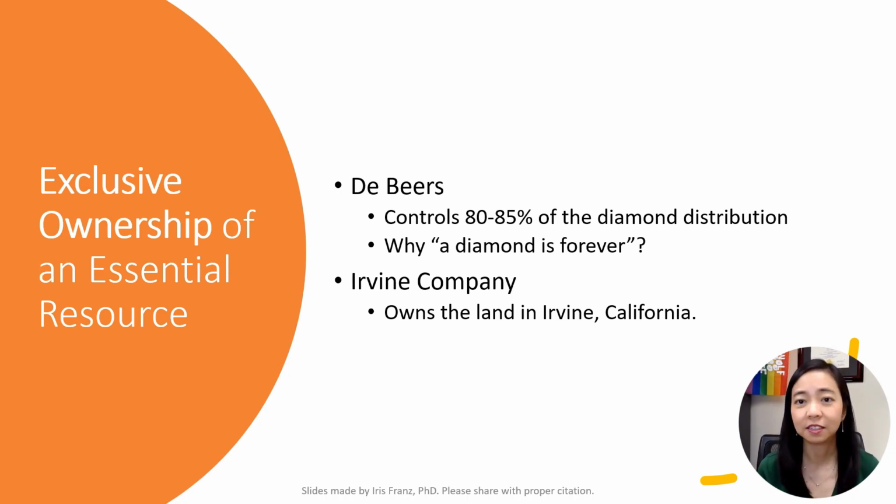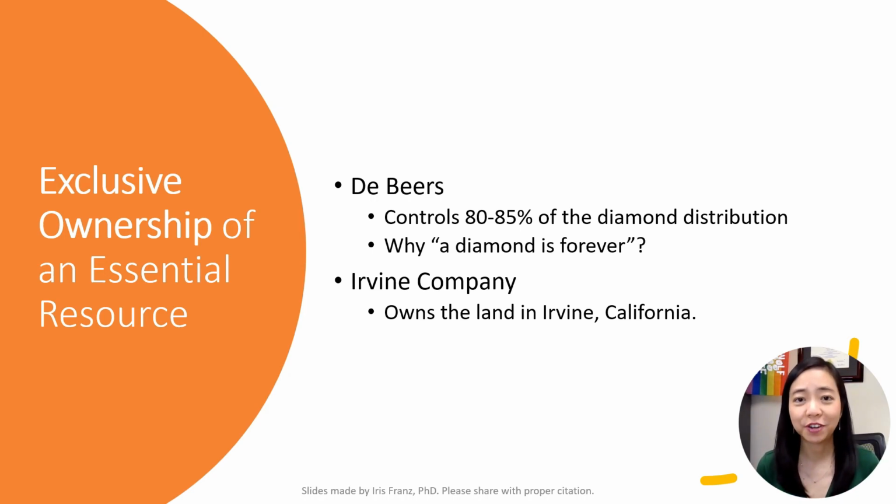For instance, De Beers controls 80 to 85% of all diamond distribution, so it could act as a monopolist. Why is a diamond forever? Because De Beers does not want you to sell your diamond ring. That way, it will remain a monopolist.